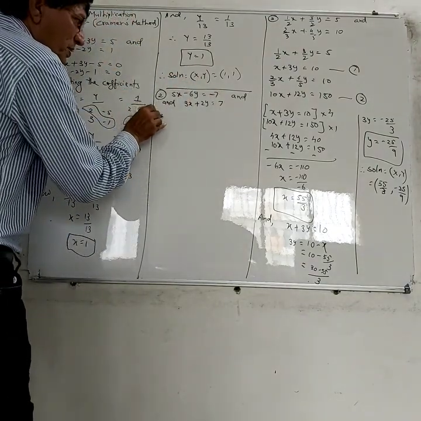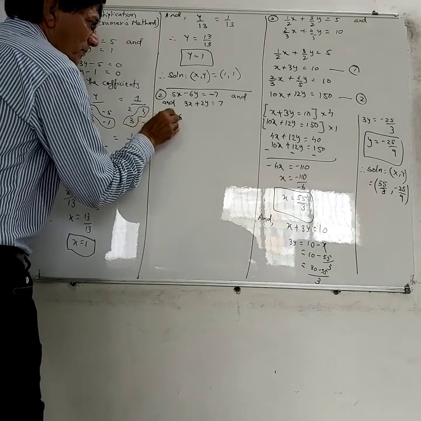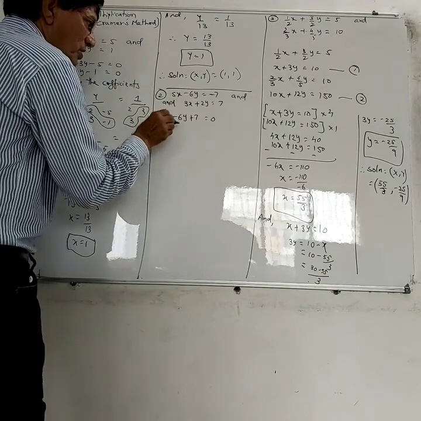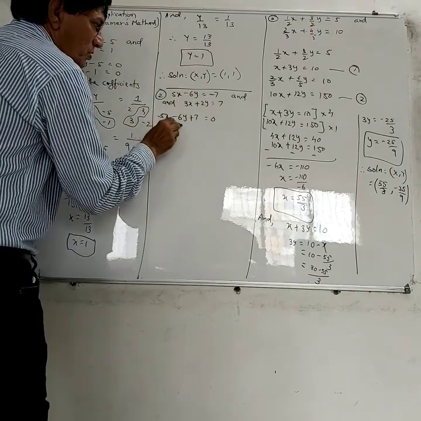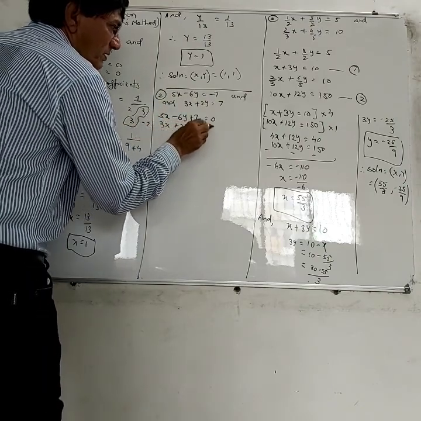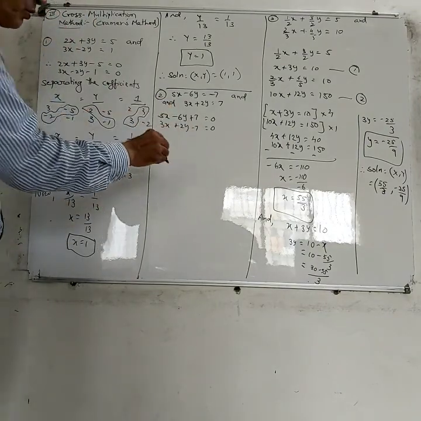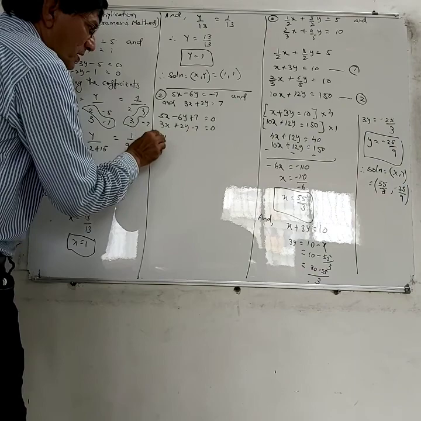Now let us see this. First of all, express it in standard form: 5x minus 6y plus 7 is equal to 0, taking it on this side, and 3x plus 2y minus 7 is equal to 0. This is in standard form. Now you separate the coefficients.